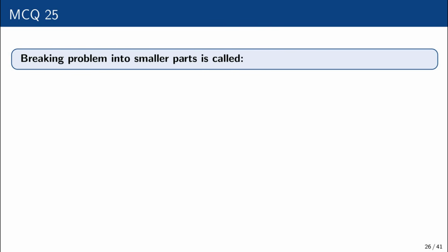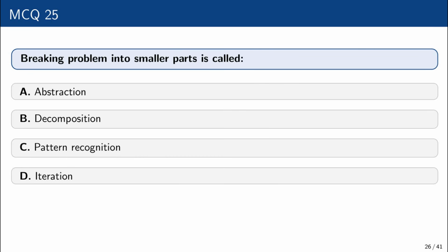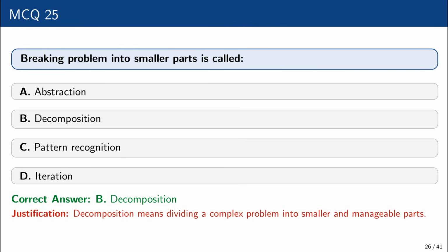Question number 25. Breaking problems into smaller parts is called abstraction, decomposition, pattern recognition, iteration. Option D is iteration. The correct answer is decomposition. Because decomposition means dividing a complex problem into smaller and manageable parts.